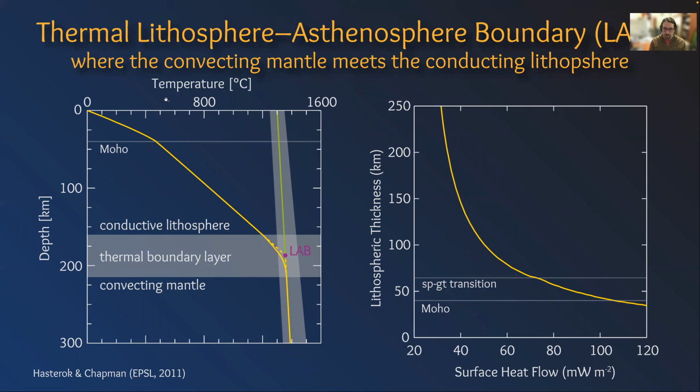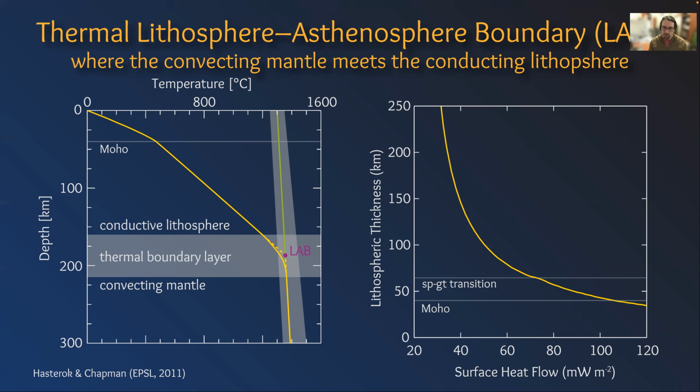If we look at this in terms of geotherms, we're looking at temperature from 0 to 1600 degrees C, and depth from 0 to 300 kilometers. We can plot a steady state geotherm for conduction. And where this intercepts the mantle adiabat, this green line here, which is the convecting mantle, is where we have the lithosphere-asthenosphere boundary. Now, this boundary in general is not necessarily a point. It could be a more diffuse region where it's not quite conduction, not quite convection.